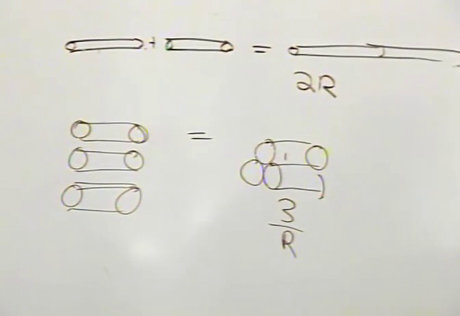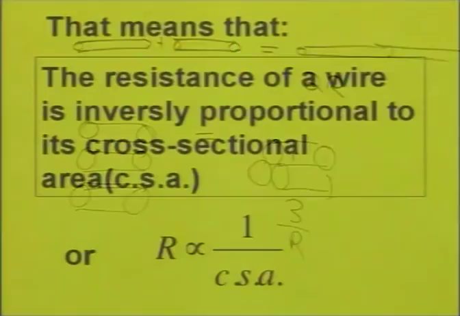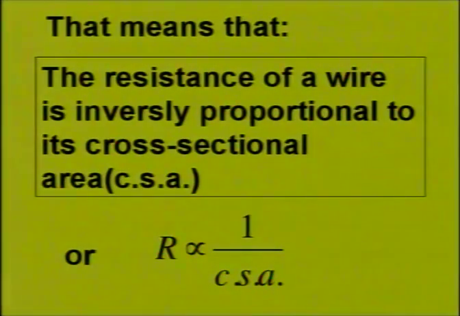Right, here is the next. Basically that means the resistance of a wire is inversely proportional to the cross-sectional area. So it is given by the equation R is proportional to 1 over CSA, for cross-sectional area.